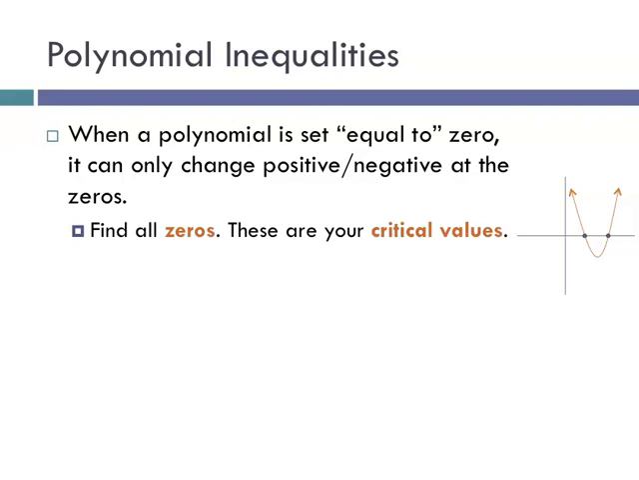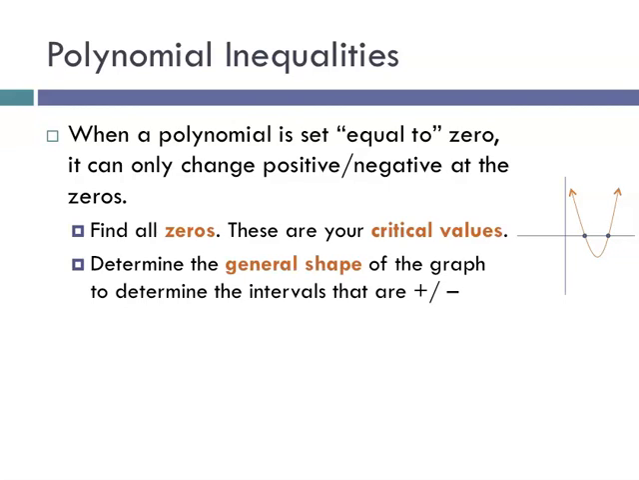Once you've done that, you're going to determine the general shape of the graph in order to determine the intervals that are positive and negative. If you know it's a quadratic, then you know it's a parabola, and then figure out which way it faces. If it's a higher degree polynomial, then you'll have to use what you know about graphing higher degree polynomials. You'll have to figure out, does it bounce or cross at this specific zero? What is the end behavior on either side of the graph?